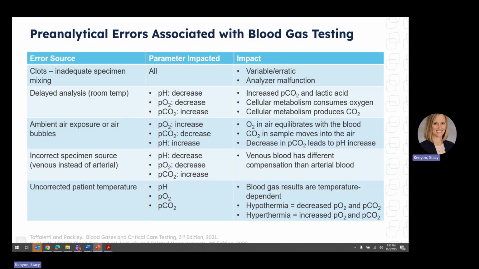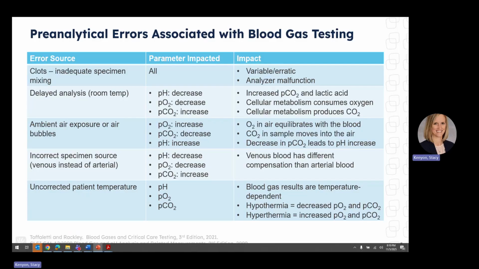The next source of error would be the incorrect specimen source collected. So this can also lead to unexpected results. For example, if an arterial blood gas is ordered but a venous specimen was collected, pH and PO2 will be decreased while PCO2 will be increased from the normal. It's important to order and collect specimens from the correct source to prevent these types of errors and interpretation issues.